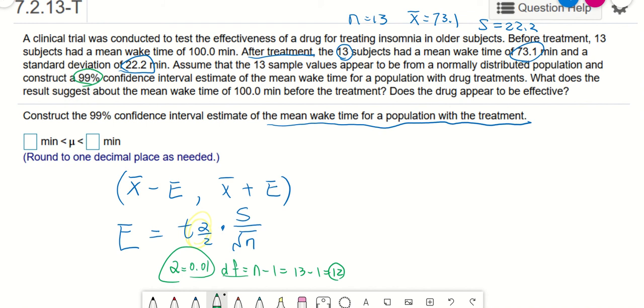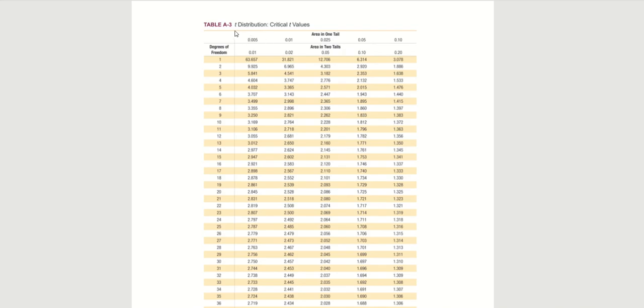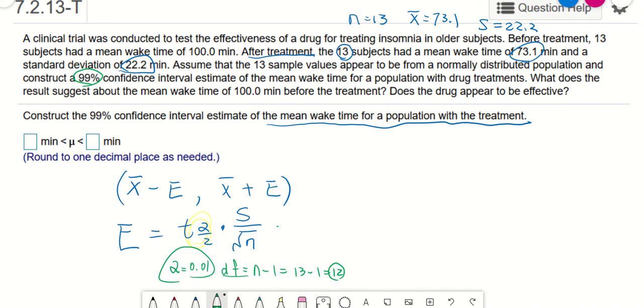Okay, so we have those two values settled. Now let's go to the chart and find this t alpha over 2. Here is the t distribution table. We know the degree of freedom is 12, which is right here. And our alpha is 0.01, so it's the first column here. So the value, the t alpha over 2, we find is 3.055.